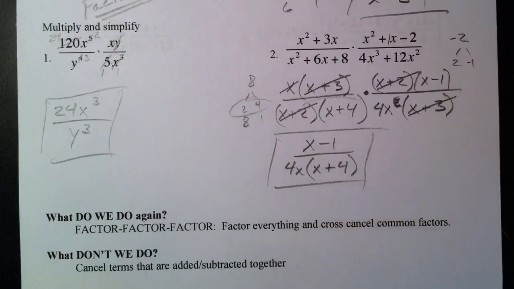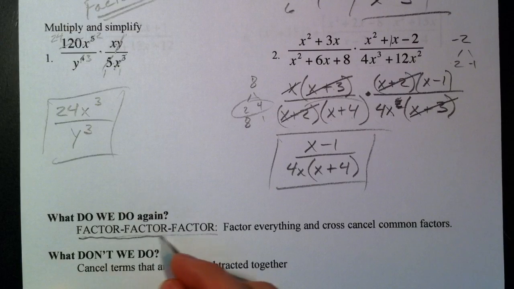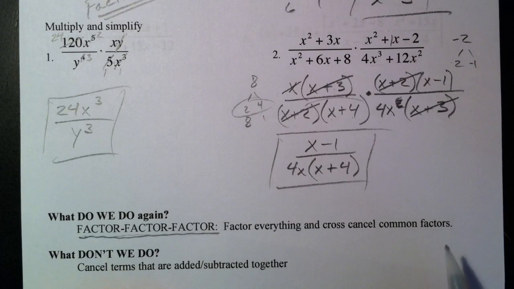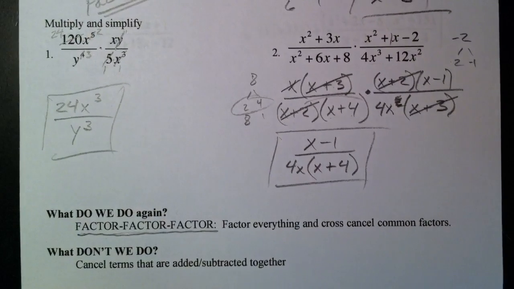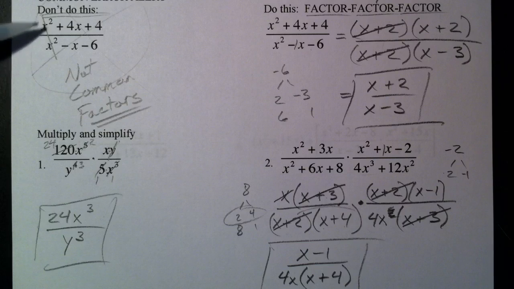So, factor, factor, factor. I can't say it enough. Factor. And then, once you've factored everything, cross out your common factors. And then what don't we do? Don't feel the temptation to cross out your x squared and your x squared when they're only added together. Only cross out when there's multiplication, because they're only common factors when there's multiplication.